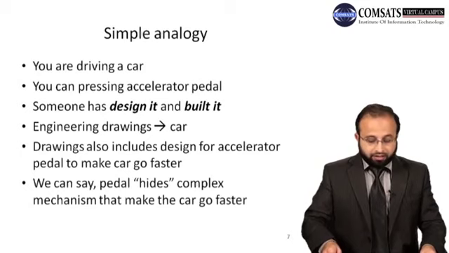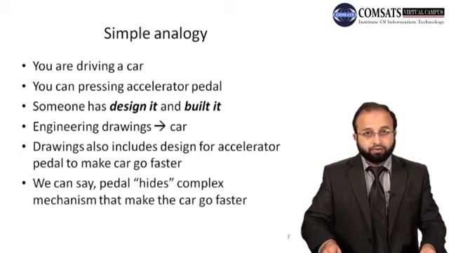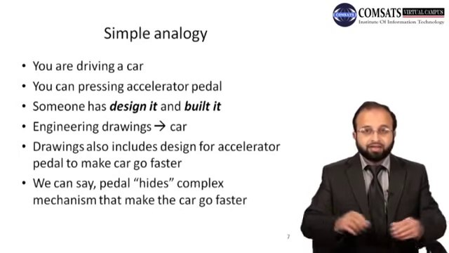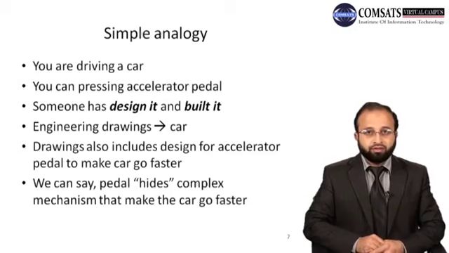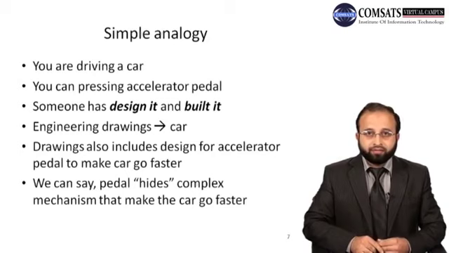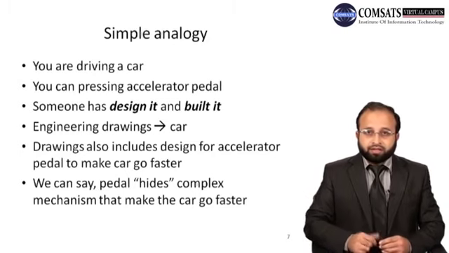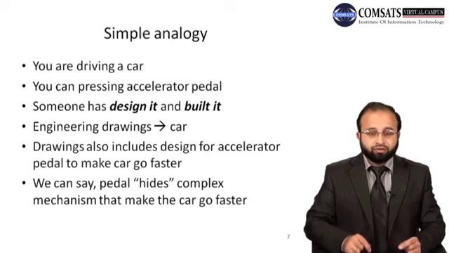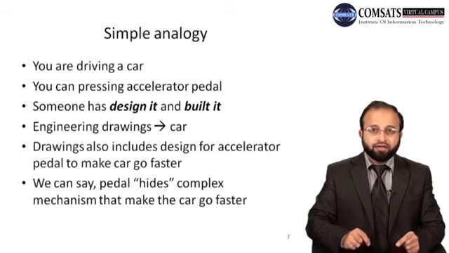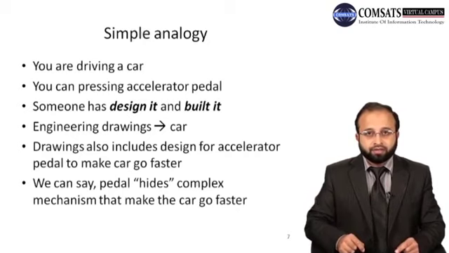So we can say a pedal hides a complex mechanism that makes the car go faster. So what does that hide mean? As an ordinary user, if you know how to drive a car, you know that there are 3 or, let's say, 2 pedals in an automatic car. The accelerator pedal, you know that if you push that pedal, the car goes faster. You just know these things, but it is not mandatory for a driver to know what actually happens inside the car. So this means that the accelerator pedal hides the functionality of how the car goes faster, how to go even faster, right?